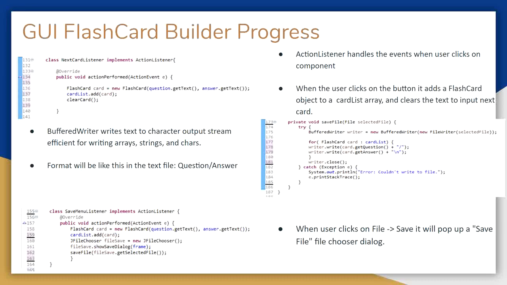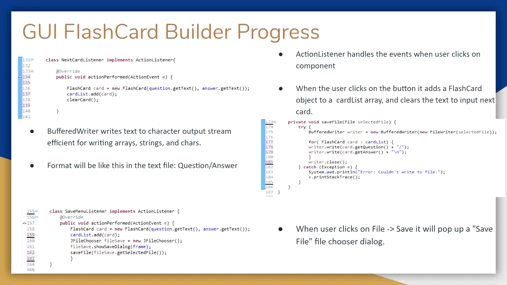Next, we have the save file. This is where we're writing the input by the user onto the text file. So we're using the buffered writer method, which writes text to character. And we're using this because it's very efficient for writing array strings and characters, which is exactly what we're using. It will write in the following format: the question followed by a backslash, then followed by the answer. We're doing this specifically, and you'll get to see why in the next couple of slides.